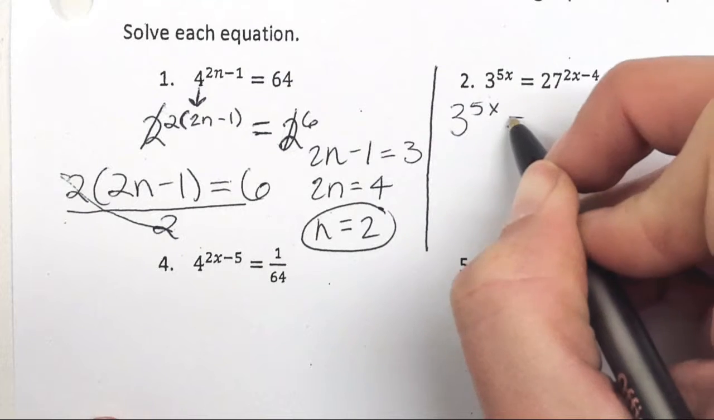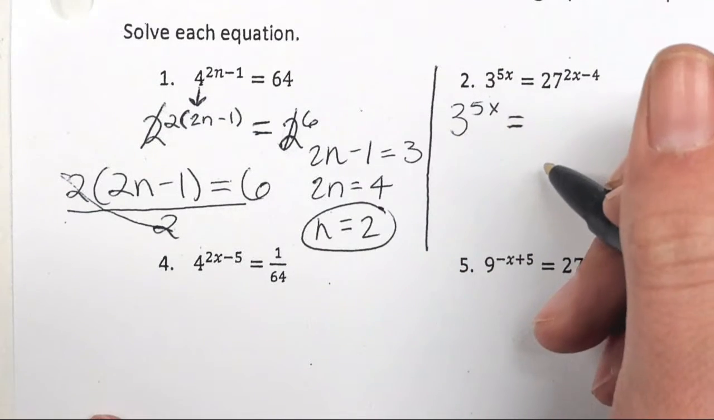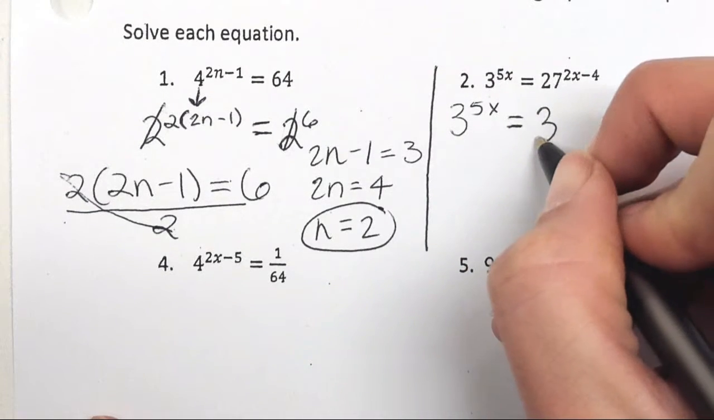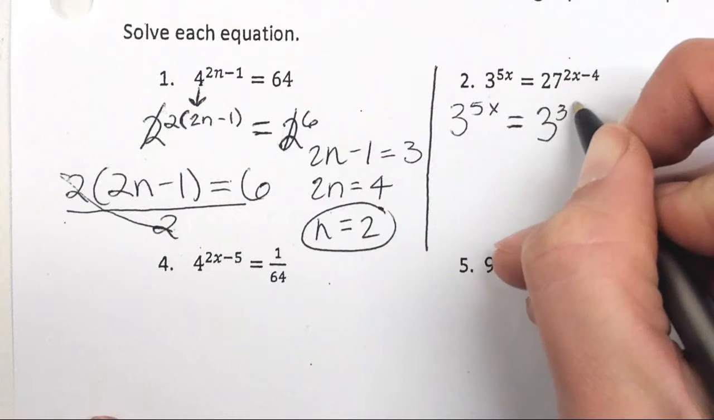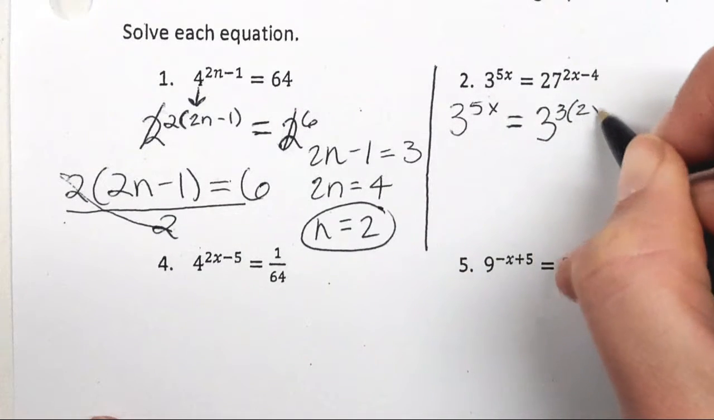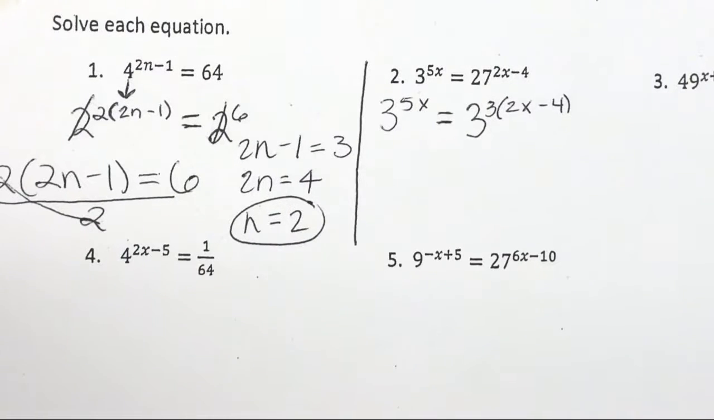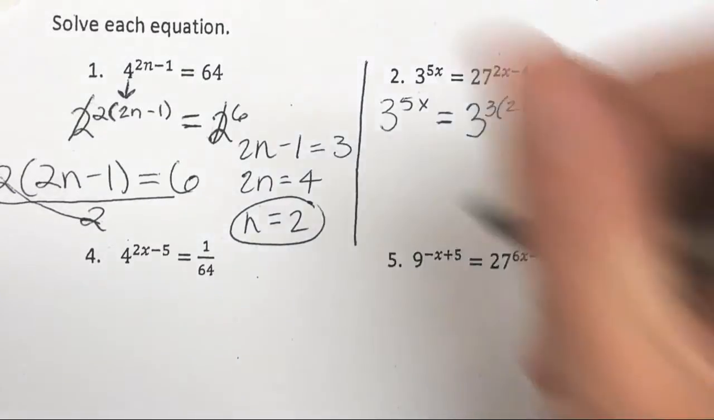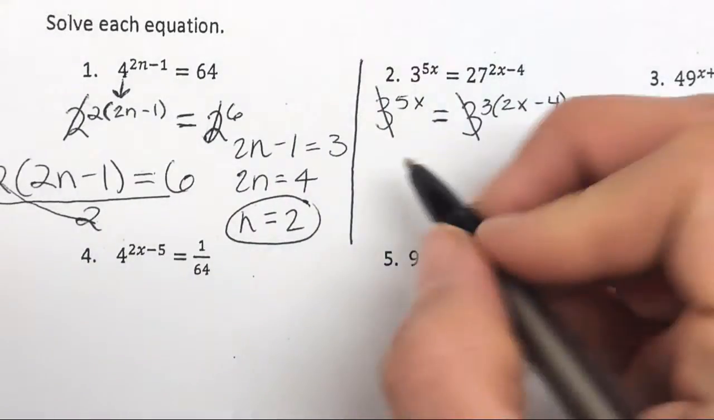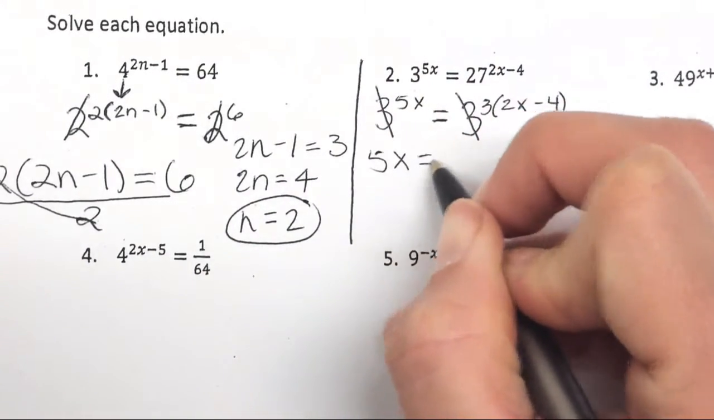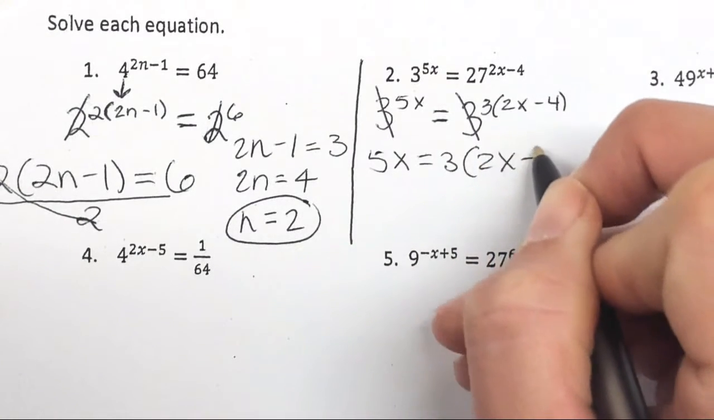We'll have to change this 27, though, to 3 to the what power? Good. And remember, don't change your exponents, bring them down. And again, the reason I got 3 to the third is because 3 to the third is 27. Now they have the same base, so we just set the exponents equal to each other. So this would be 5x equals 3(2x minus 4).